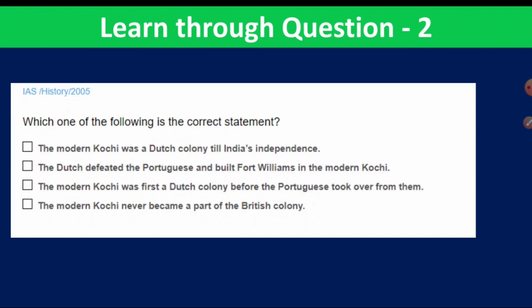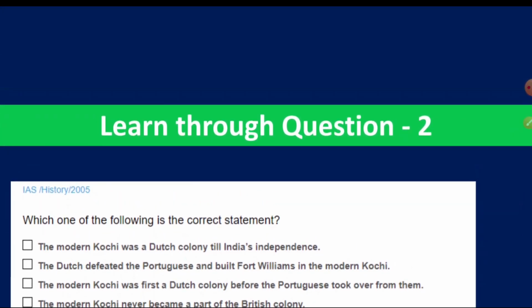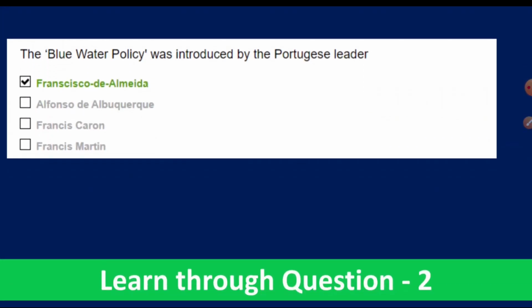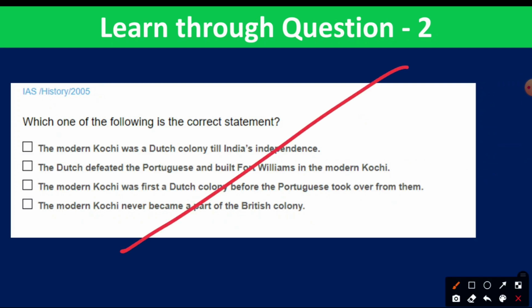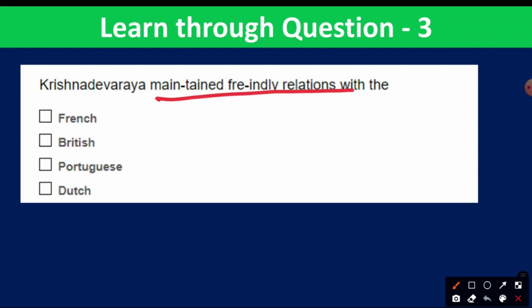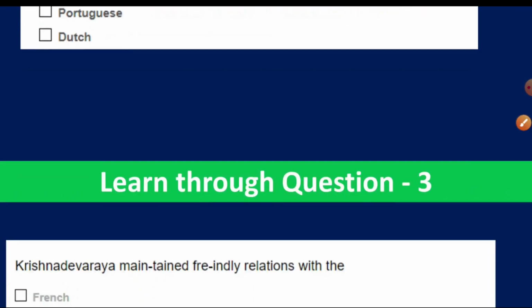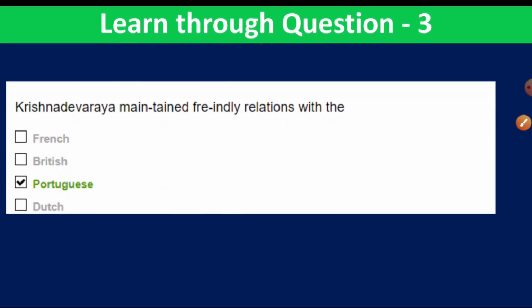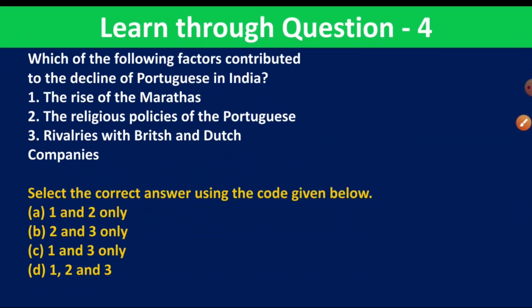Let's have the third question. I think this question we'll see later on. Let's skip this question. One question is, Krishna Deva Raya maintained friendly relations with whom? We know he maintained friendly relations with the Portuguese. Very quickly, these are easy questions.